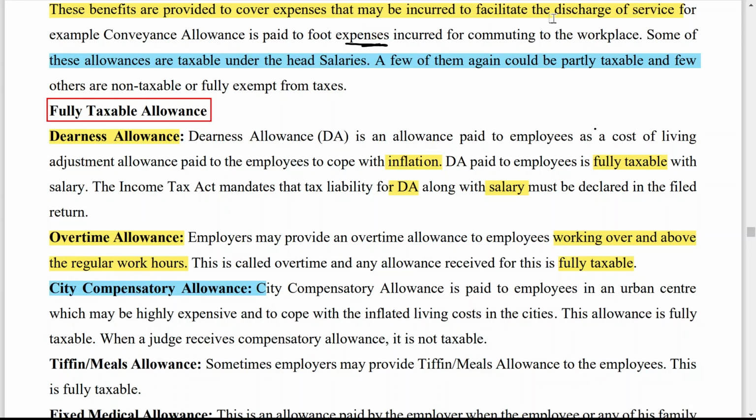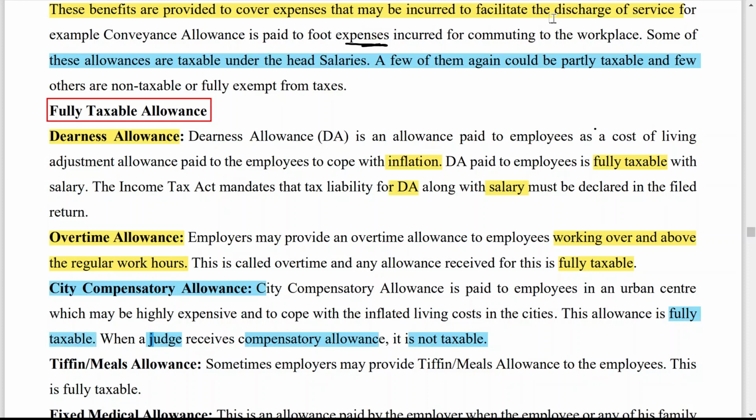This allowance is fully taxable, but when a judge receives compensatory allowance, it is not taxable. You have to remember this for MCQ purposes also. City compensatory allowance received by a judge is not taxable. Otherwise, in all other cases, city compensatory allowance is fully taxable. It is written clearly here.